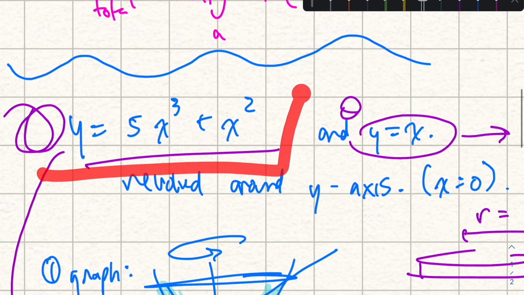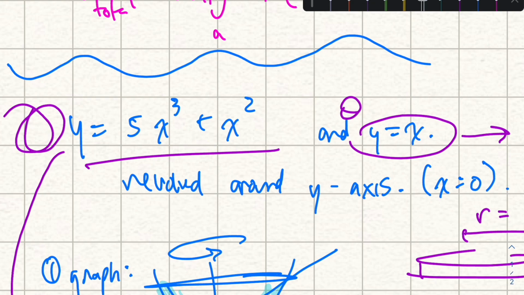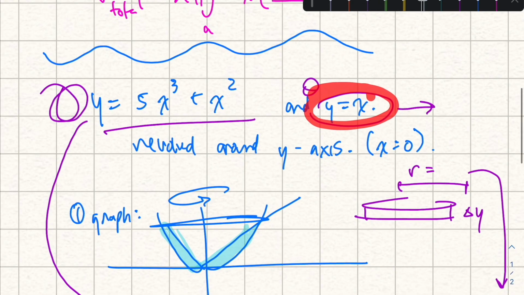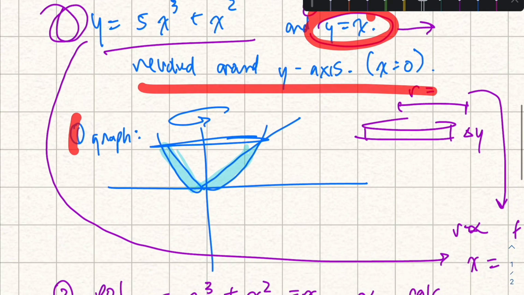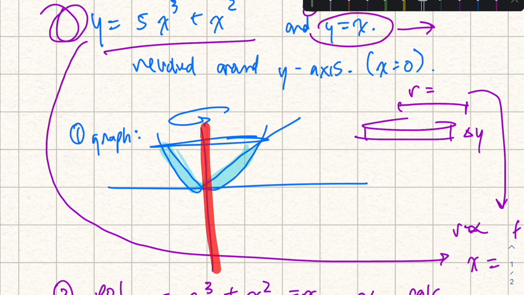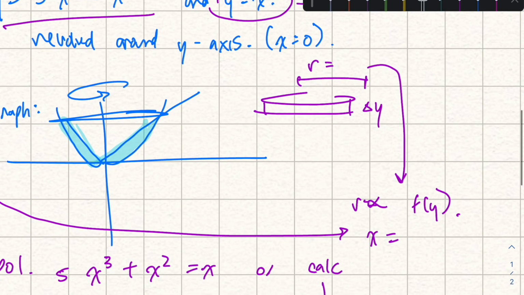Let's look at another example then, where we have a function that says y equals 5x cubed plus x squared and y equals x. And it's also revolved around the y-axis. First things first, we graph it as usual, and we notice that, hey, it looks pretty similar to our previous example, which is a funky salad bowl.